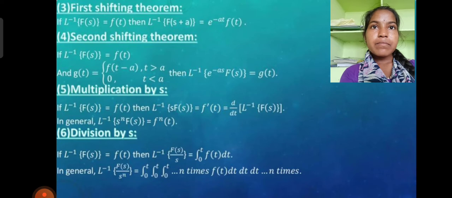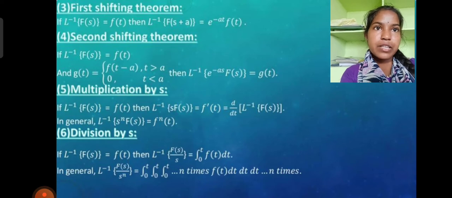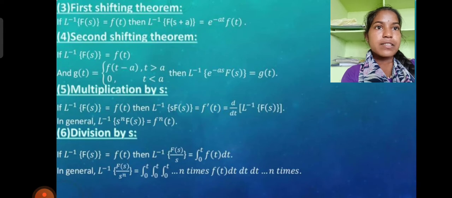First shifting theorem. If Laplace inverse of F of s is equal to f of t, then Laplace inverse of F of s plus a is equal to e to the power of minus at times f of t. Second shifting theorem. If Laplace inverse of F of s is equal to f of t and g of t is equal to f of t minus a for t greater than a, and 0 for t less than a, then Laplace inverse of e to the power of minus as F of s is equal to g of t.